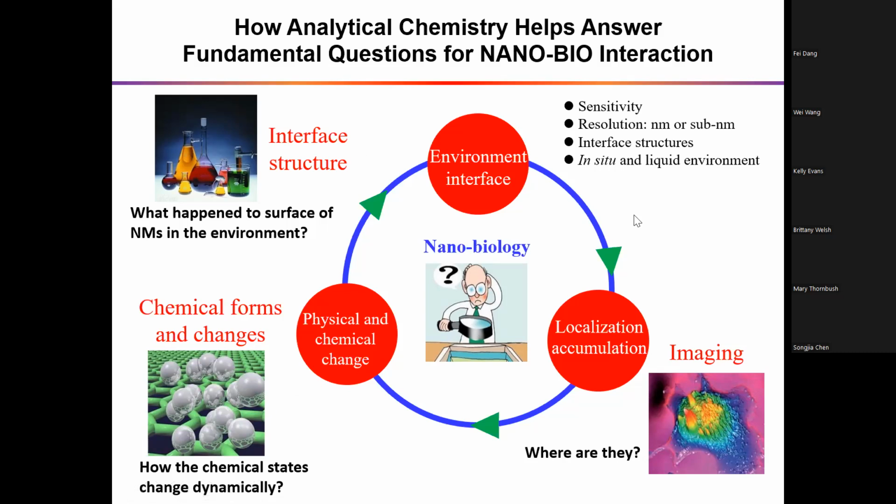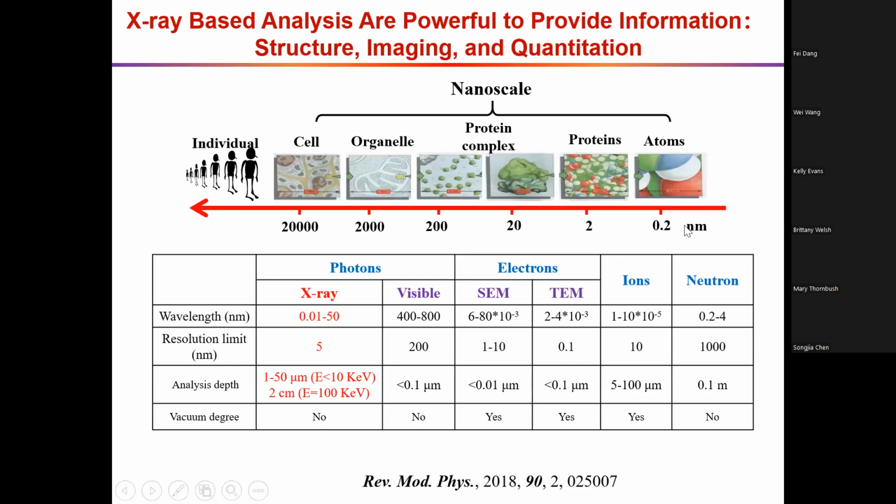To answer these fundamental questions, we need to use some powerful techniques. As we know, X-ray based techniques are excellent tools to study the elements. They can identify elements in complicated systems, and they can also detect electron densities to distinguish different molecules and different metals. That suggests they can distinguish the chemical forms and the chemical valence of elements.